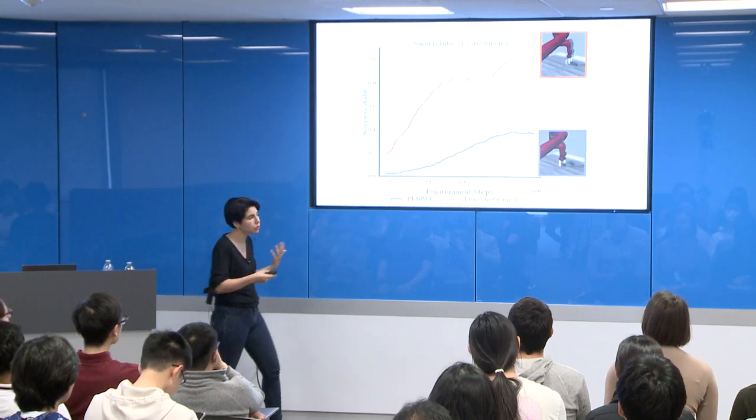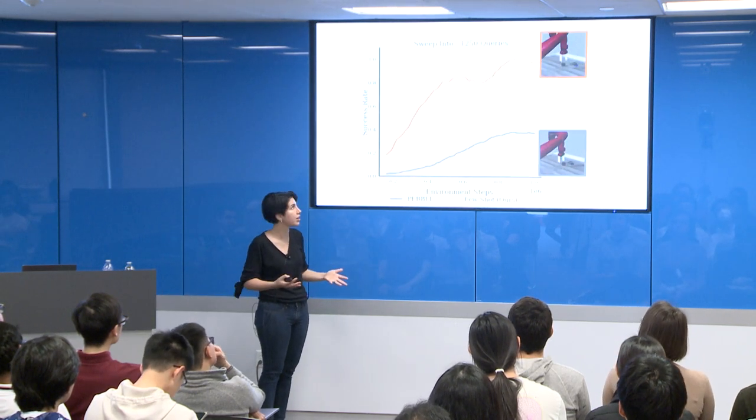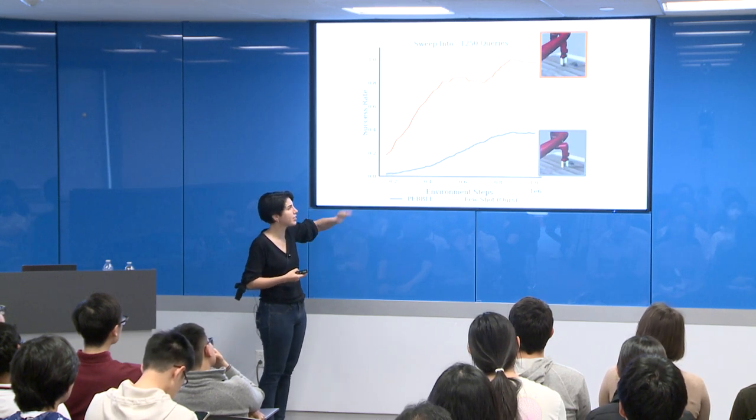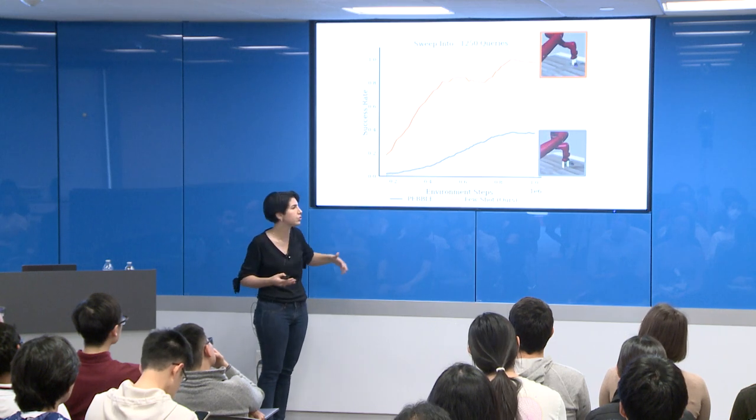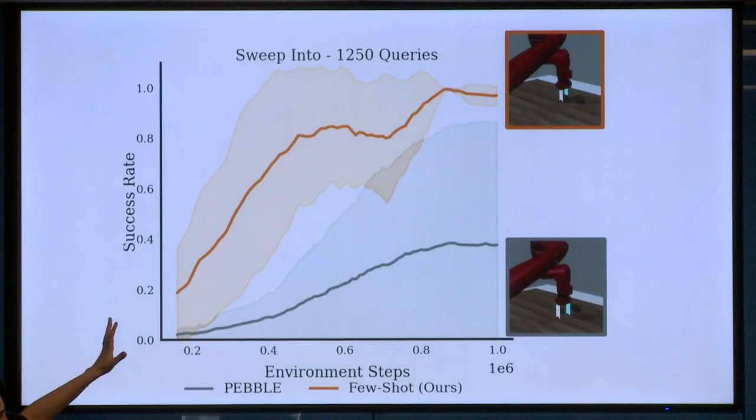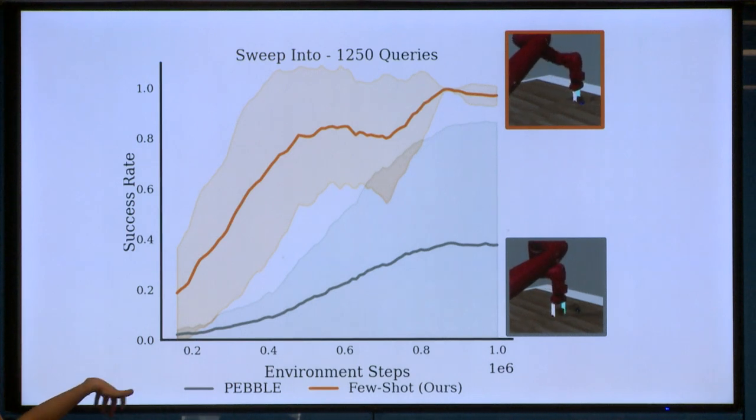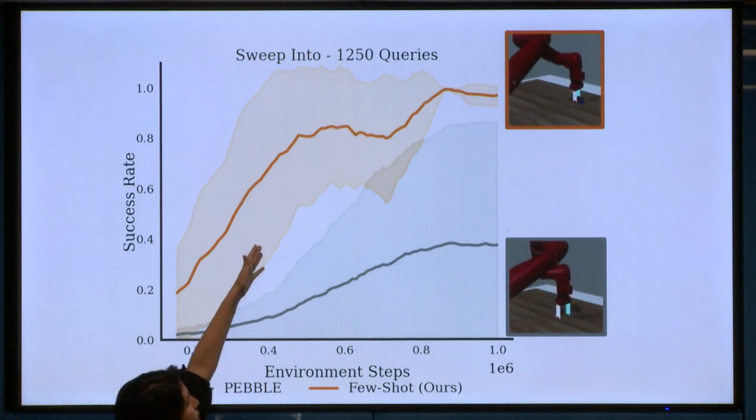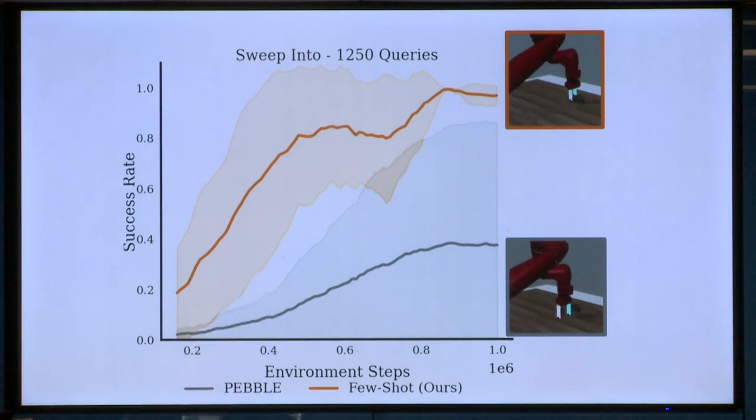So with pre-training and online adaptation, with this idea of few-shot preference learning, we could bring down the number of queries significantly. It's still in the order of 1,000 for some of these tasks, but it's much less than if you were not to do that. So I'm comparing this few-shot learning approach with PEBBLE, which was a work from Berkeley, where it was not doing few-shot learning. They were still learning a neural reward. And what you can see is that fairly quickly for this task of sweeping into, right here, we are converging to the reward function versus PEBBLE, which requires much more data to converge.